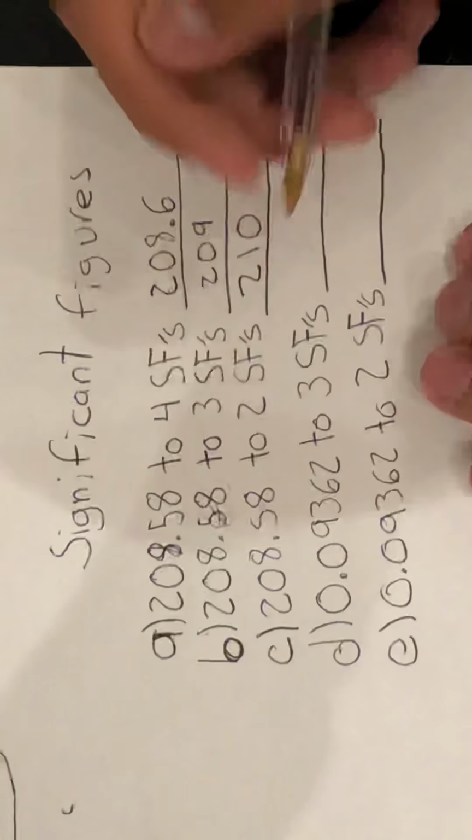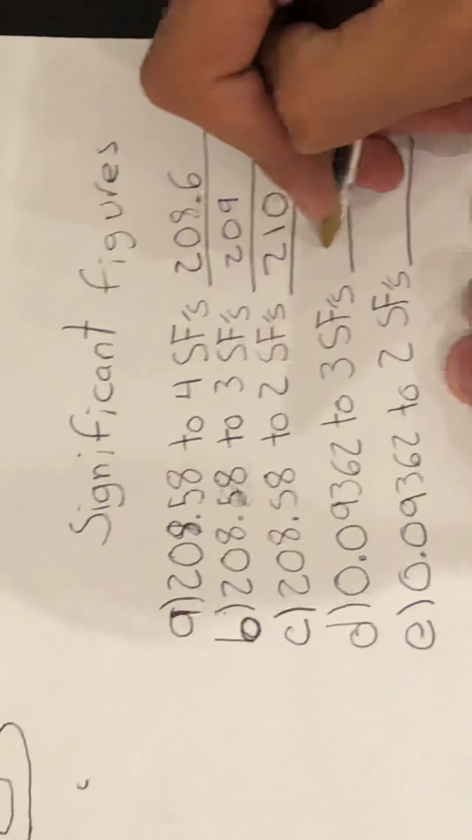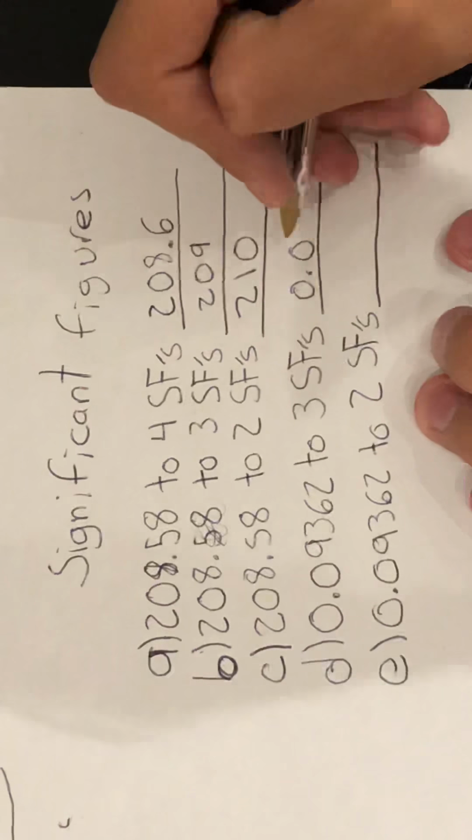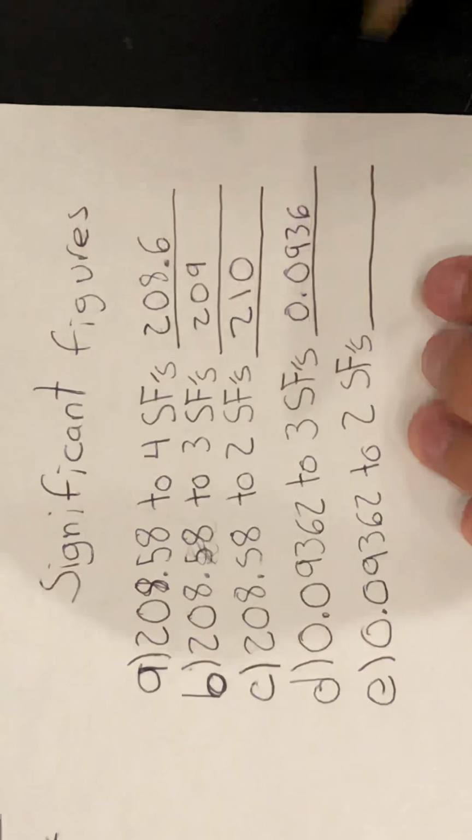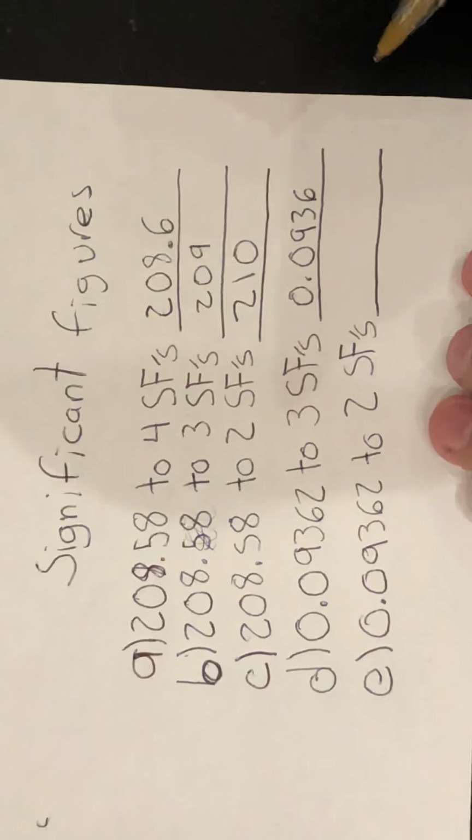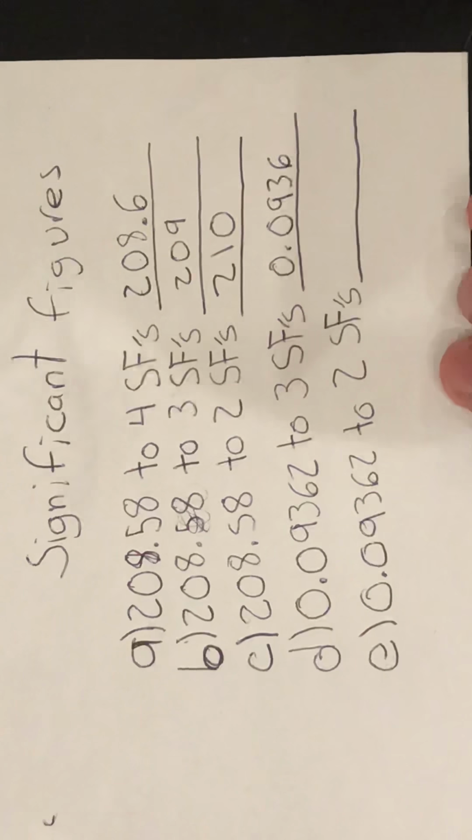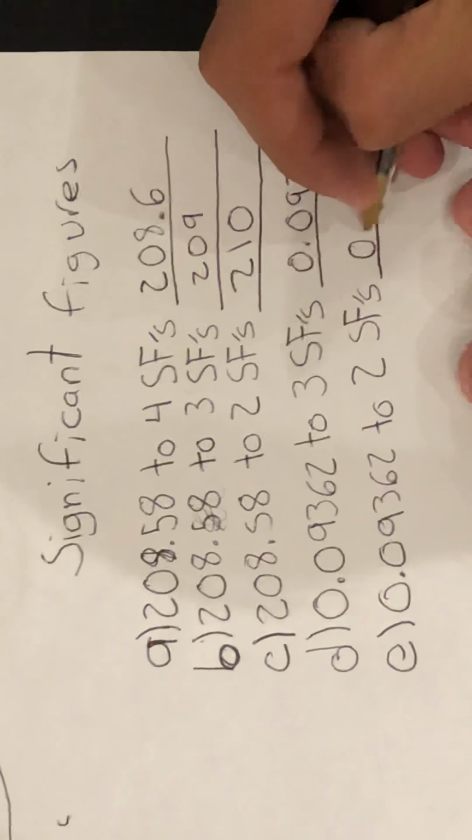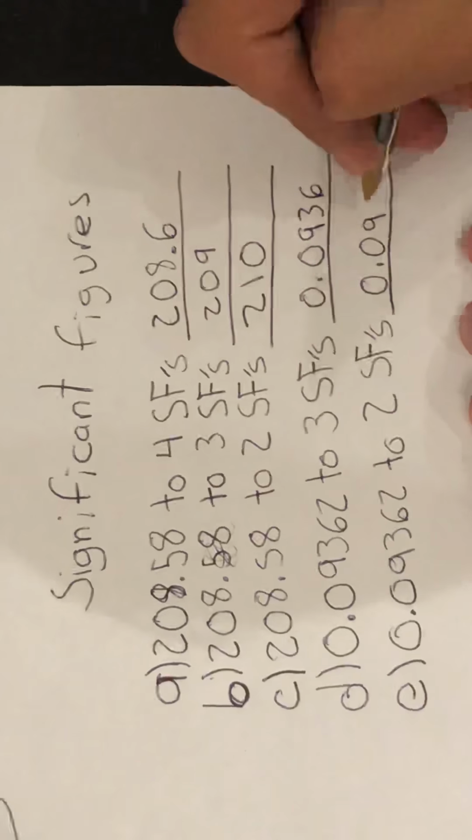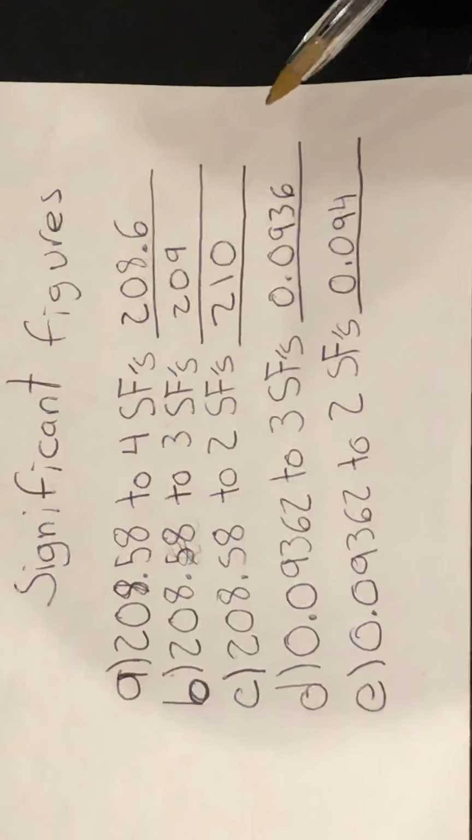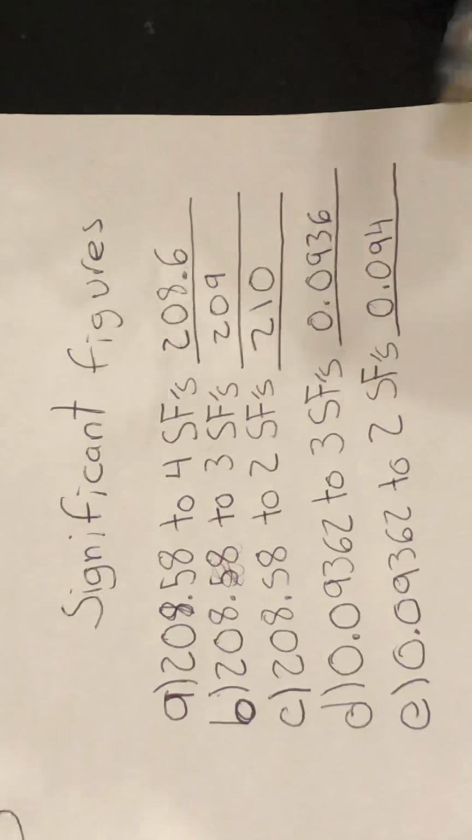To put 3 significant figures, it doesn't matter if you put the zeros because they don't count. So you will put 0.0, and your 3 significant figures would be 9, 3, and 6. And in equation A, you have to put 2 significant figures. So the only thing you do is round it again. It doesn't matter if you put the 0.094, and that's how you round it.